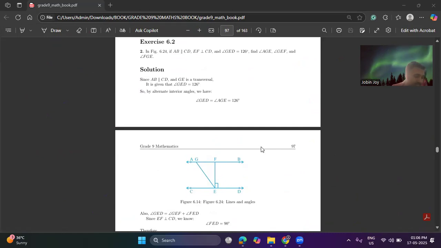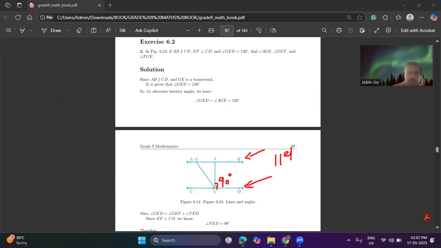Yeah, this one. So here we have a line AB. This line AB is parallel to CD, and EF is perpendicular to CD. Perpendicular means 90 degrees. This is given. EF is perpendicular to CD, that means this angle is 90 degrees.